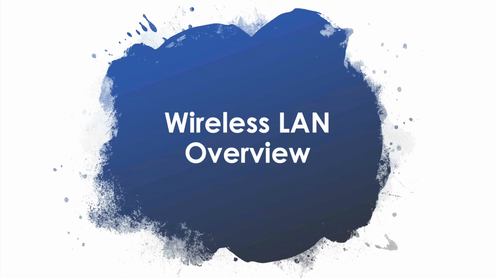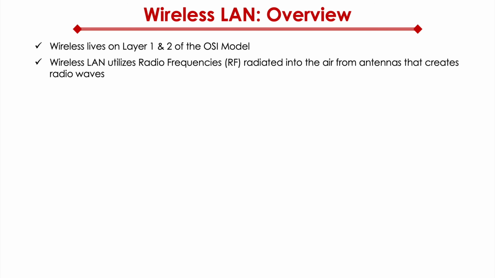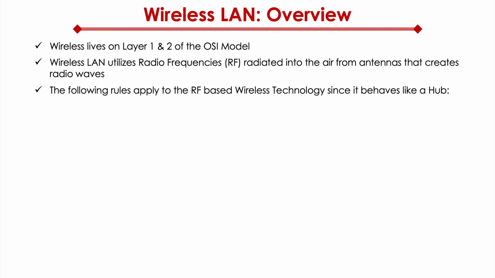Let's go. Wireless LAN overview. Wireless lives on layer 1 and 2 of the OSI model. In wireless LAN, we have radio frequencies that are radiated into the air from antennas that create radio waves. One of the things about the wireless LAN is that it behaves like a hub. And in a hub, if you guys recall, we have what's called a shared signal, meaning everybody that's connected into the hub, they're all sharing the same piece of wire, if you will.